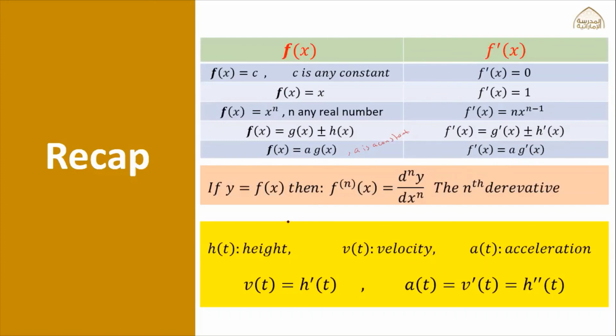If we talk about the nth derivative, the nth derivative of f, I can write it using two notations. I can use the prime notation or the Leibniz notation. So these notations mean the nth derivative. Also, we talked about velocity and acceleration and height, h of t. V of t is h prime of t, and a of t is v prime of t, or the second derivative of h.